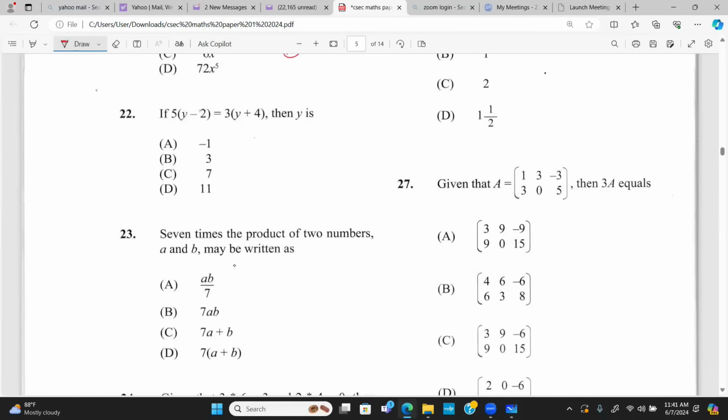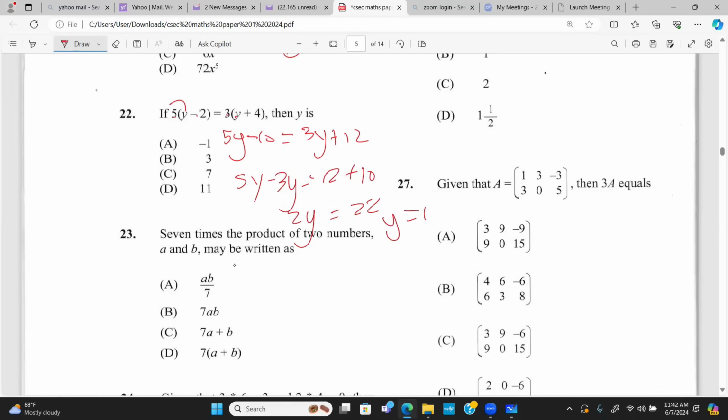22. We want to find y. So 5 times y is 5y. 5 times -2 is -10, which is equal to 3 times y, 3y. 3 times 4 is 12. Bring this on the other side. So 5y minus 3y equals 12 plus 10. 2y is equal to 22. y is equal to 11. So y is equal to 11. If you solve that, you'll see it working out.